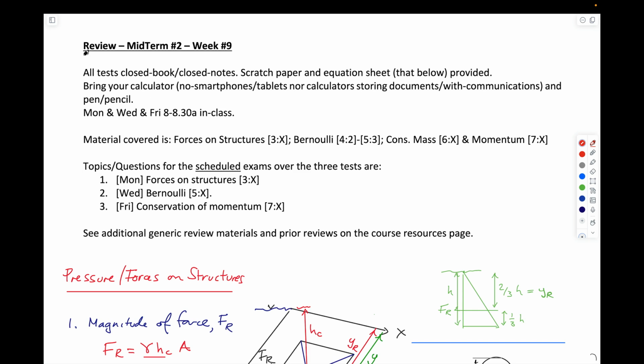Okay, this is the review for the second midterm. The second midterm occurs in week 9. Exactly the same details as the previous ones in week 4, was it? I think it was. Closed book, closed notes.